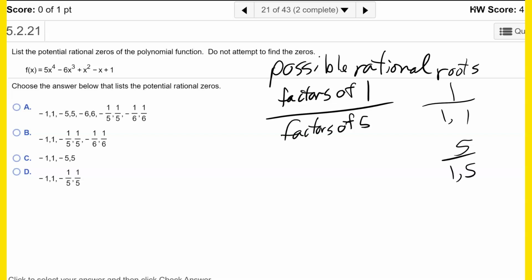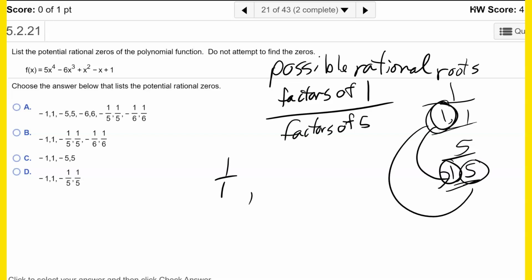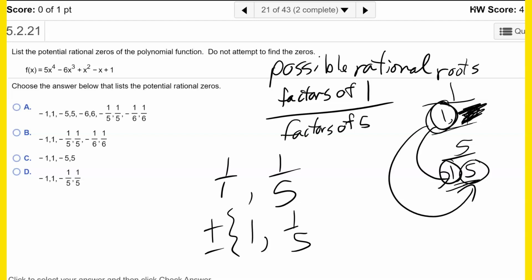So I've got to put any of these over any of these, but I don't have to repeat them. So I'm going to put 1 over 1 and 1 over 5. Since this is also 1, I don't even have to worry about that because it's the same exact number. So the possible rational roots are either 1 and 1/5, and they could both be positive or negative.